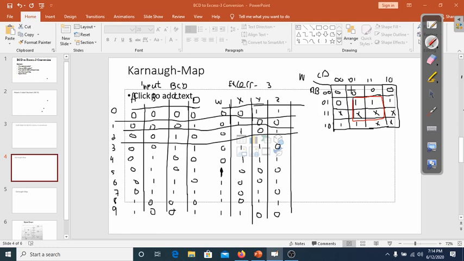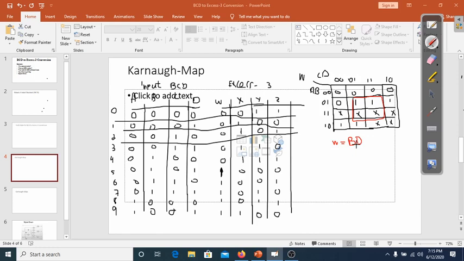So by simplifying these four boxes, what I will get is C prime and here C. When I add these C prime and C, I will get 1. So here I will get D. In this column, A prime and A will cancel, so I will get B into D. So W is equal to B into D.